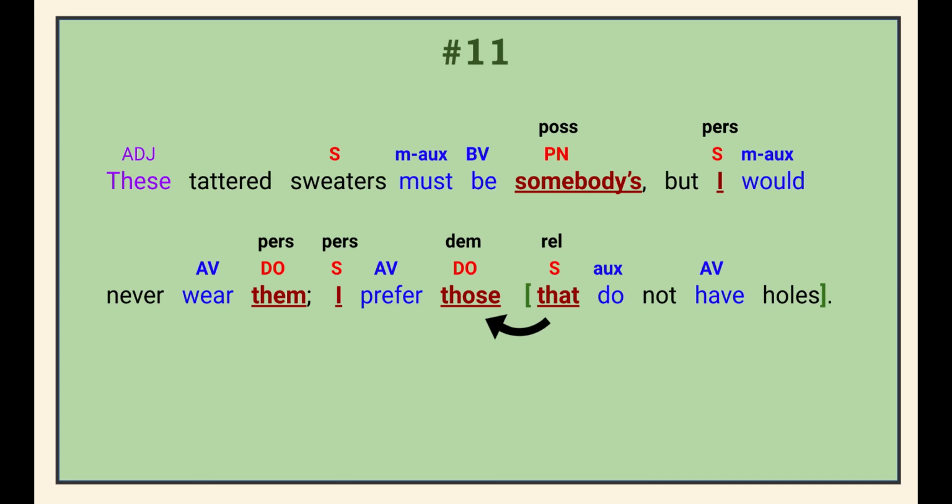The next pronoun is those. It's a demonstrative pronoun pointing out other sweaters, and it's acting as a direct object for the action verb prefer. Our final pronoun is that. It's a relative pronoun because it begins a clause that modifies or describes a pronoun or noun next to it. This one is modifying the pronoun those, and it's acting as the subject of the verb to have.